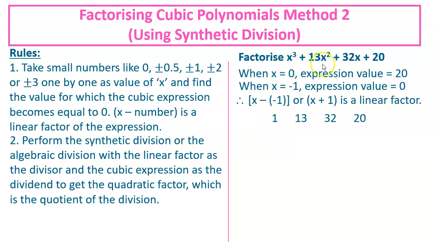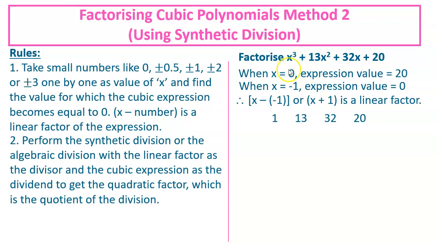1x cubed, so it is 1. 13x squared, it is 13. If you have any negative number, you have to take the negative sign along with the number. 32x, it is 32, and 20, so it is 20. We have written the coefficient of every power of x. That is why I have said, in case you have any missing power, you have to take the coefficient as 0 and you have to write that over here. You have to write all the coefficients of all the powers of x starting from the highest power.